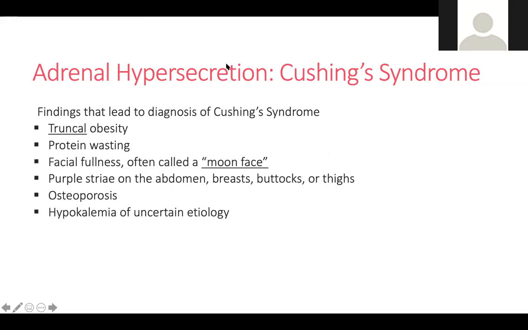Okay. Then, the striae, the purple markings, are going to be on their abdomen. It could be on their breasts, their thighs, or buttocks. And then they are at risk for osteoporosis. This will be most common, particularly in women who are premenopausal. And then they'll have hypokalemia of unknown cause.